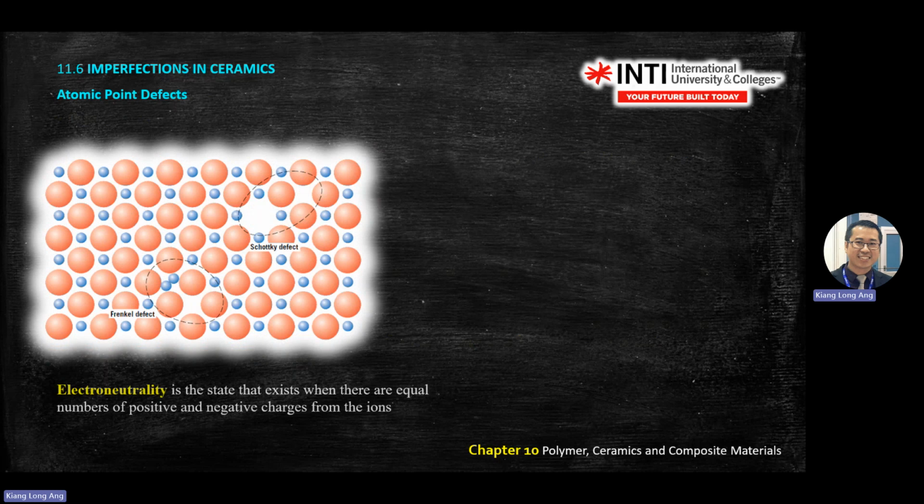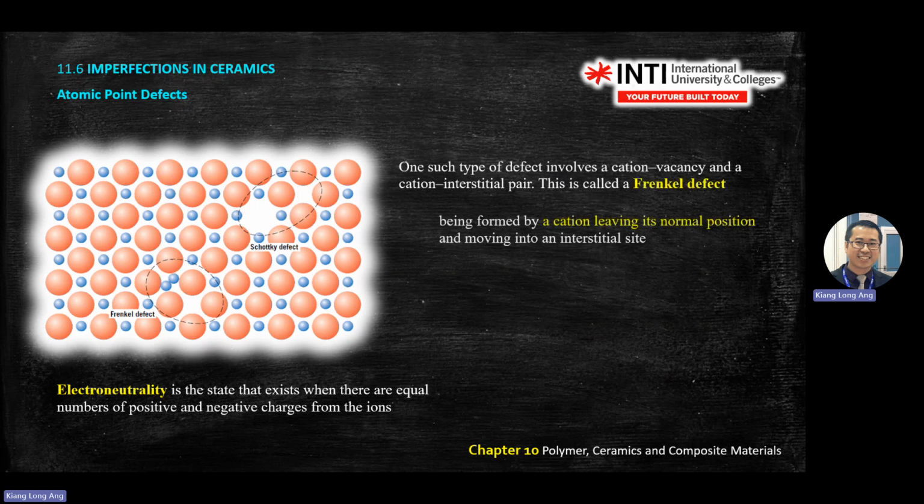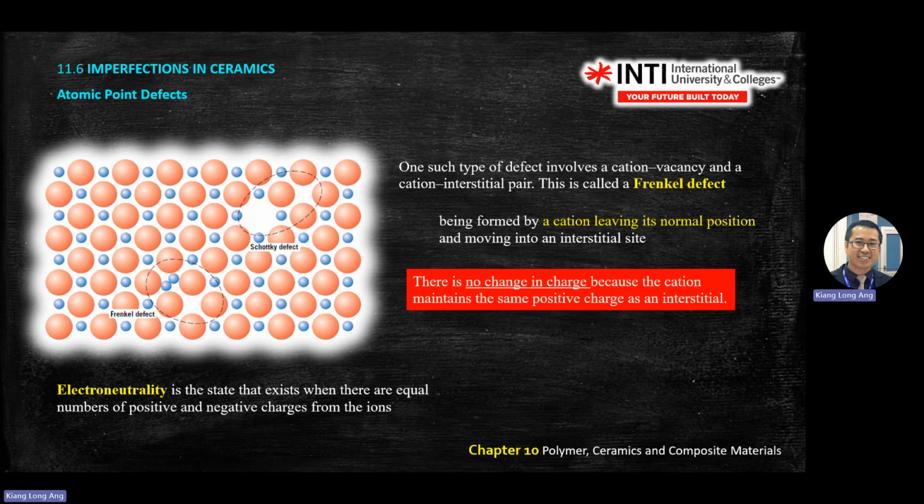Okay. Then another one also has two: Frenkel defect and also Schottky defect. So Frenkel defect, you have a lot of blue color. Schottky, you have less blue color. So the rest you read. The type involving a cation vacancy and cation interstitial pair is called Frenkel defect.